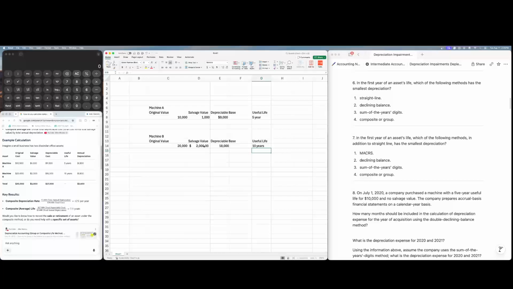Okay, so you have two machines. Original value of the first machine 10,000, salvage value 1,000. So the depreciable base is 9,000, and the useful life is 5 years. Second machine, machine B, original value 20,000, salvage value 2,000, depreciable base is 18,000, and the useful life is going to be 10 years. So let's first calculate the straight line depreciation rate.